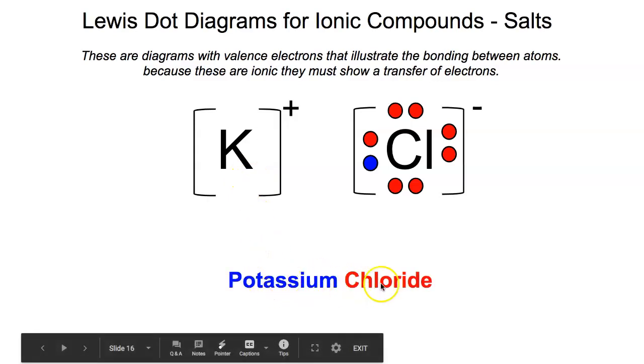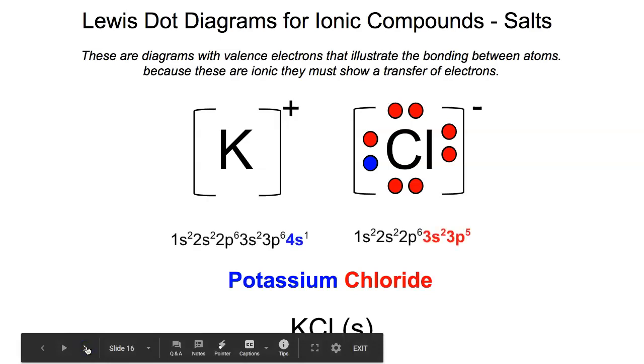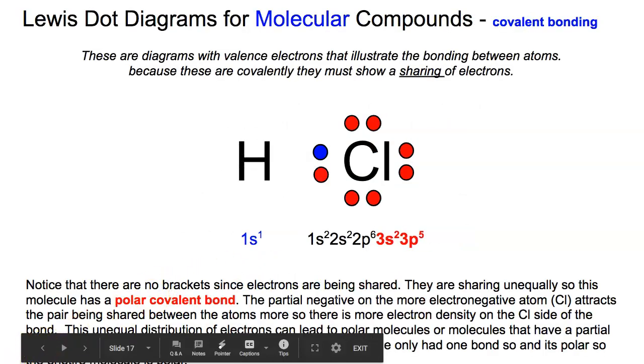We call this potassium chloride to show that this is the name of the salt, and that's the chemical formula. And here we go with the transfer of electrons when they become ions, and that's not what I wanted.